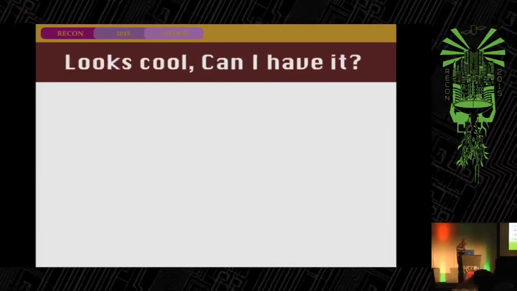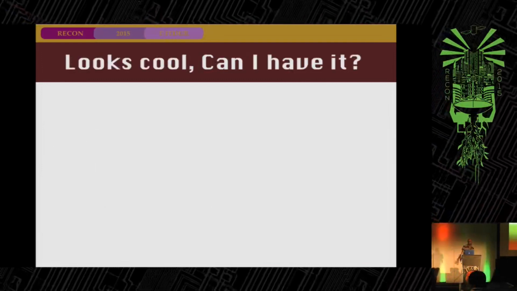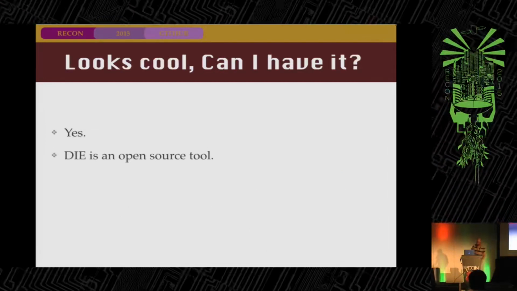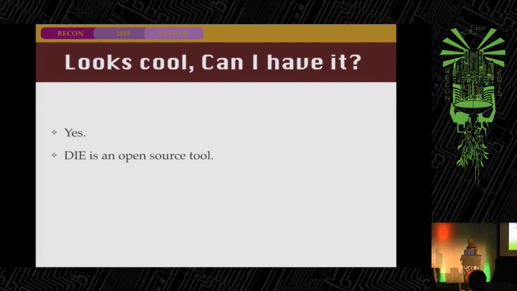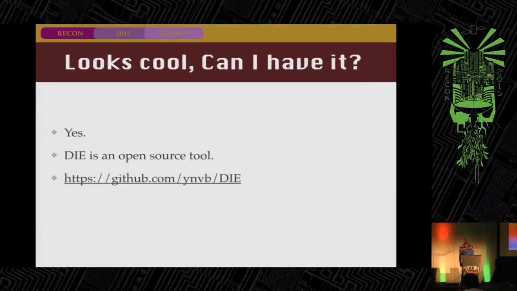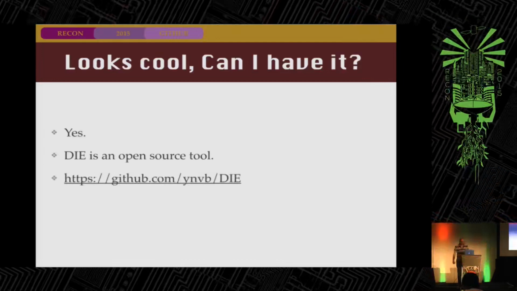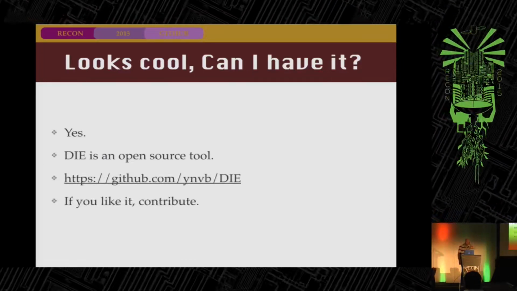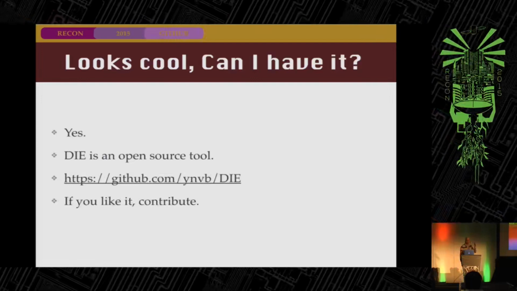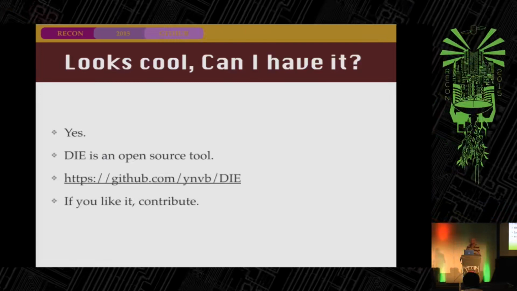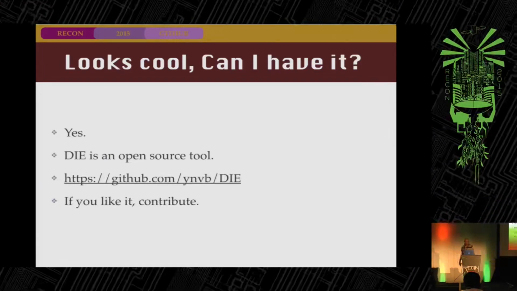And so it looks cool. Can you have it? Yes, you can. DAI is a completely open source tool, and you can find it at my GitHub page, which was just made public today. Write it down. And really, the most important point, if you like it, then please contribute. Write your own parsers, take them up into the GitHub page, and enrich the community.